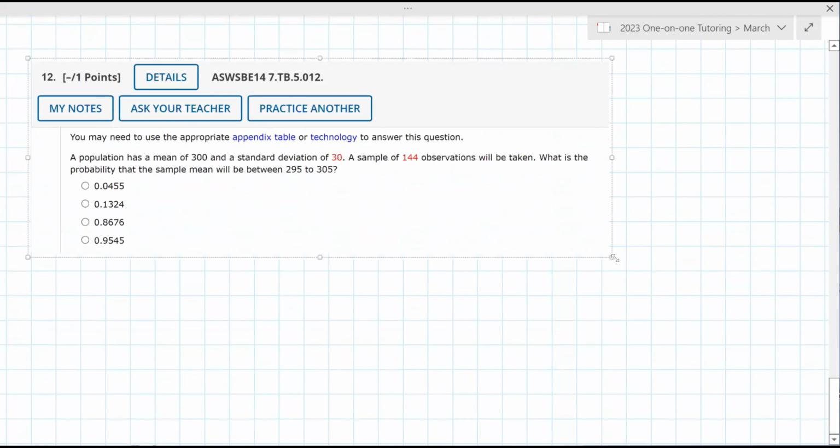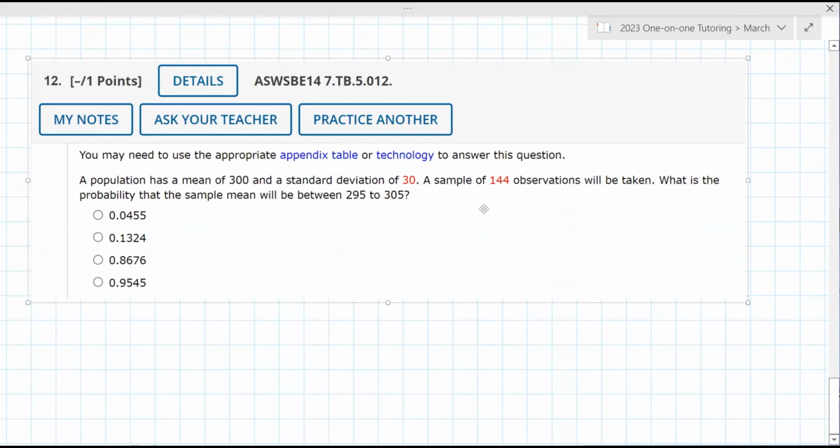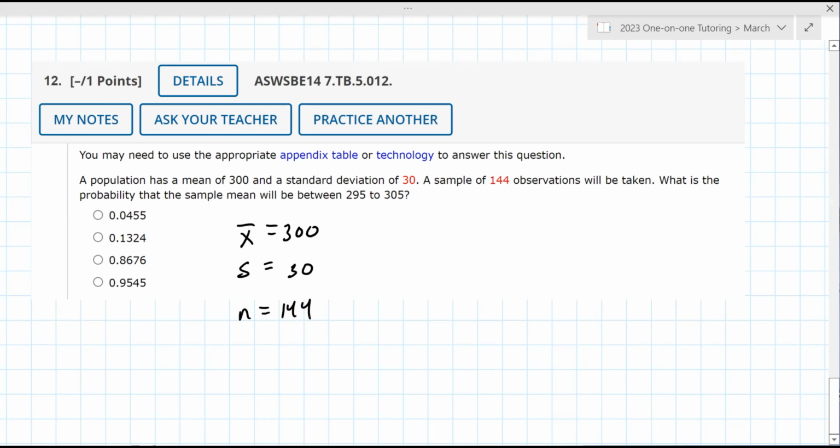All right, so I think we're gonna look at number 12 next. The next couple are just sort of Quizlet type problems you'll find out there. Population has a mean of 300 and a standard deviation of 30. So X bar is 300, the standard deviation is 30, and the sample size is 144. It wants to know the probability that X is between 295 and 305.